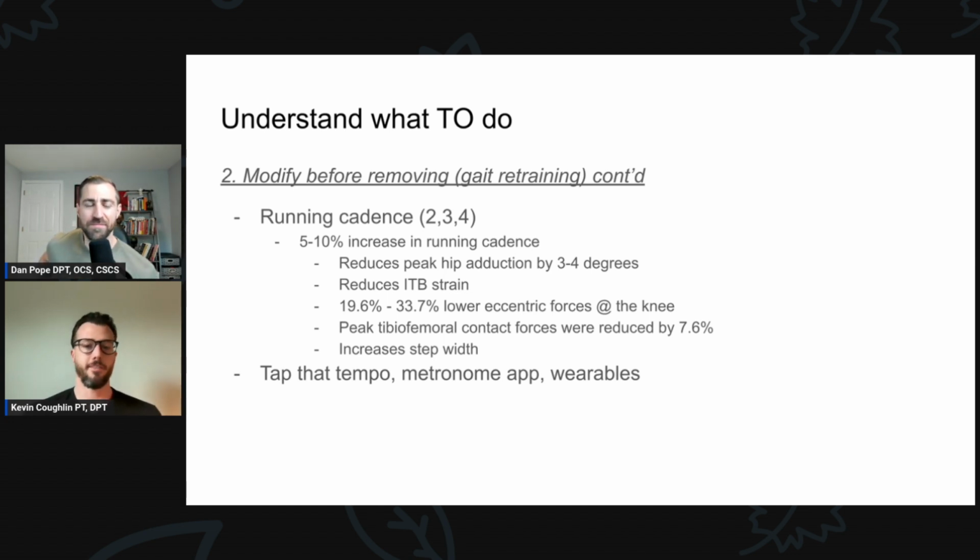And so what you'd want to see is that when you're looking at their running after you implement that strategy, do they have a little bit wider step width? And if we can get someone from a 3 or 4 out of 10 pain to a 1 or 0 just by increasing their cadence, that could be a huge positive impact for them. And we don't have to cut out their running. So that's definitely the first thing I would look at in terms of treatment for these folks.